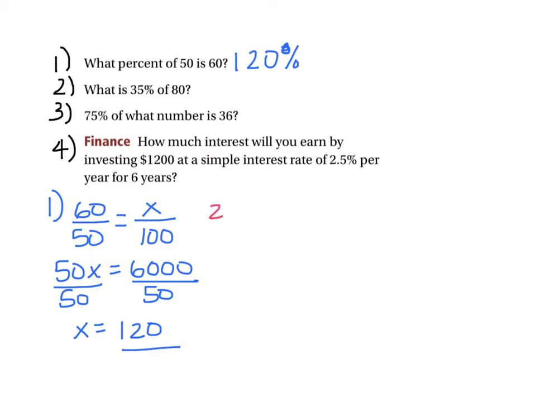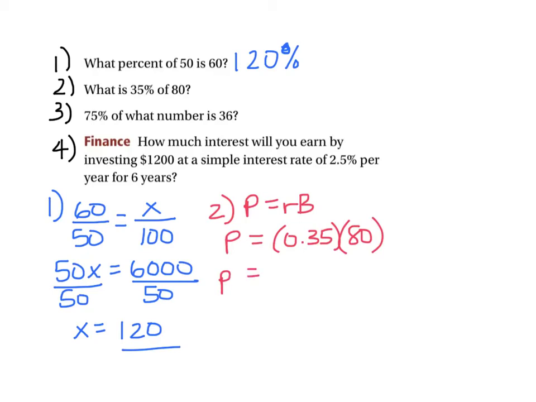Let's do the second one with the percent equation. So P equals RB. What is 35% of 80? Well, R is your percent as a decimal. 35% would be 0.35. So 80 is my base. So this is not an equation I have to solve. It ends up just being something to evaluate. And what do you get for what is 35% of 80? I got 28. Did you get 28?